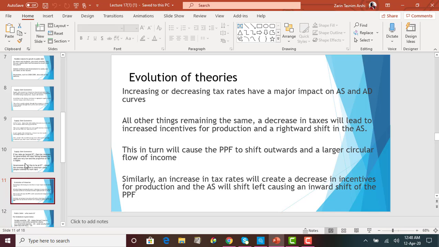Similarly, if there is an increase in taxes, then producers will have to pay more taxes, so they will be discouraged to produce more. So aggregate supply curve will shift to the left, output will fall, and PPF will also shift inwards.